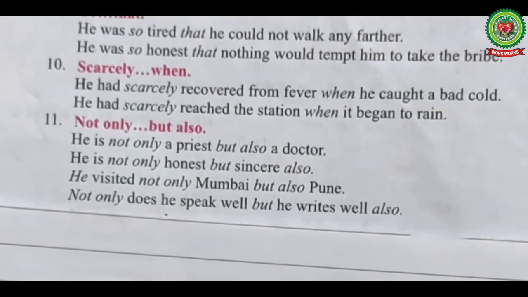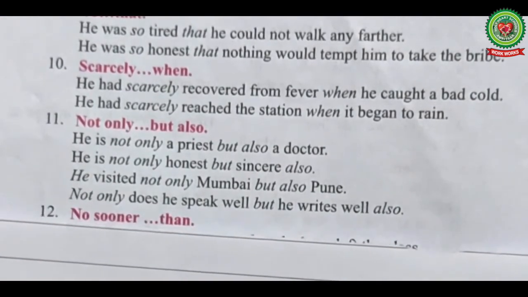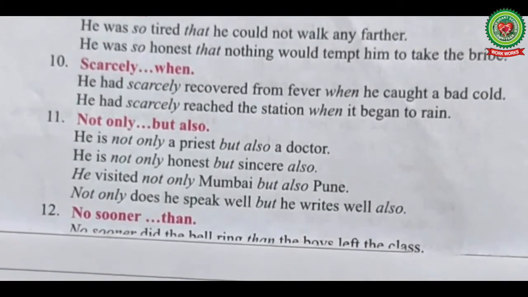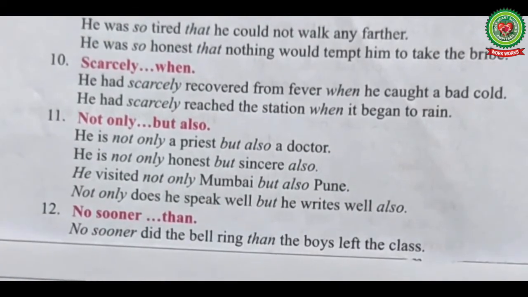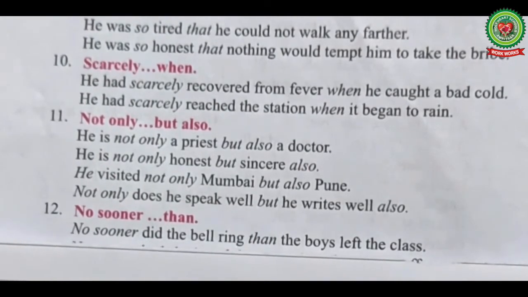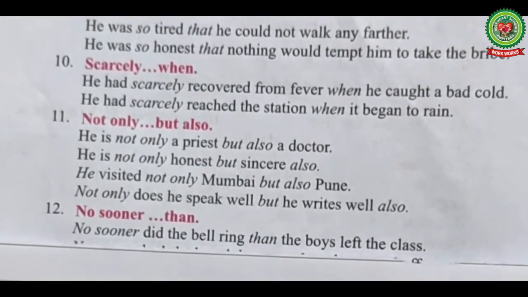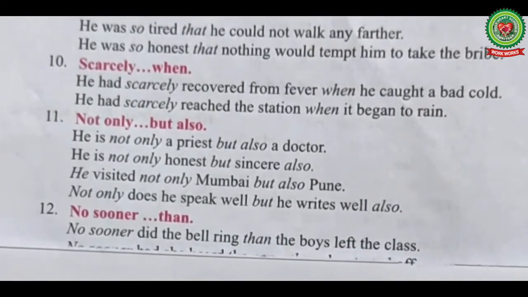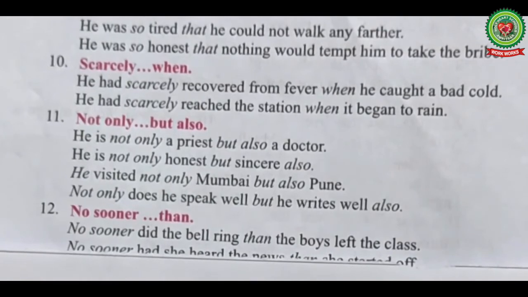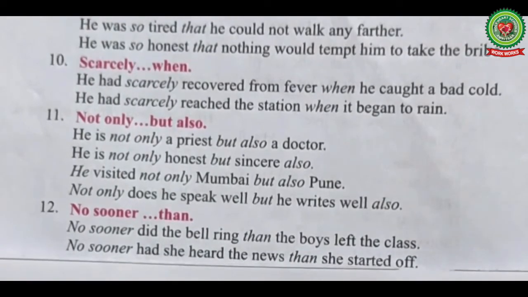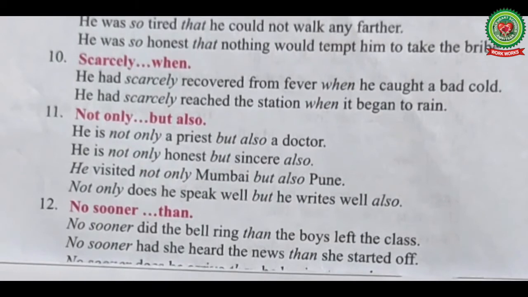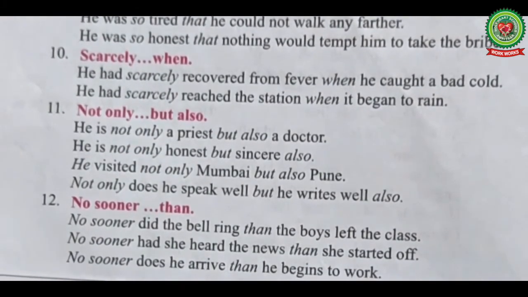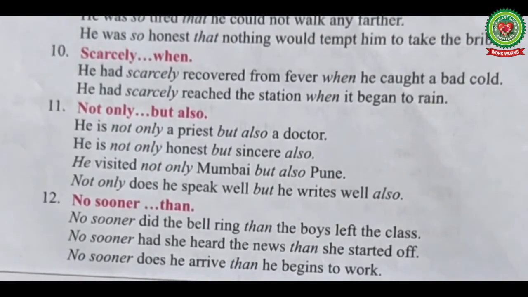Further we have no sooner, than. These correlative conjunctions are used to show that one thing happens immediately after another thing. It is always followed by than. For example, no sooner did the bell ring than the boys left the class. No sooner had she heard the news than she started off. No sooner does he arrive than he begins to work.